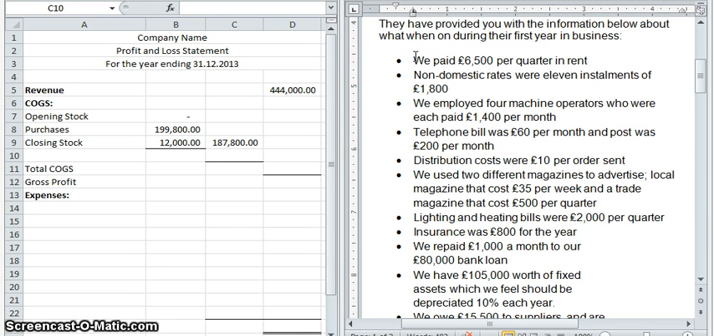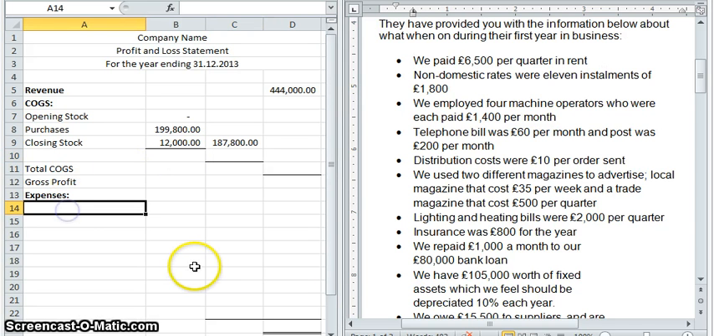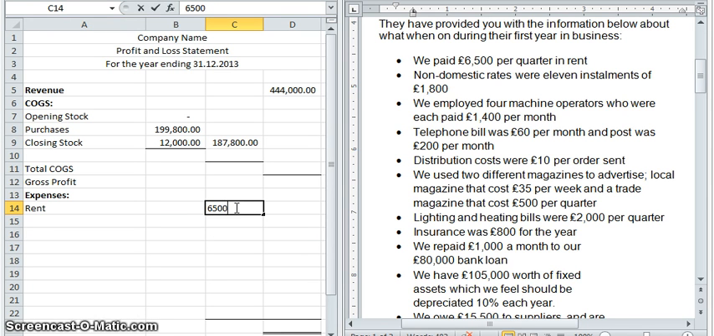Next, we have a few items such as our rent and our domestic rates, which we would consider to be our expenses or our overhead. These are not things that go directly into making the product that we're selling, and so we need to put them down here under expenses. So first we have rent, which is £6,500. However, to note, it says per quarter, not per year. A quarter consists of 3 months, or 1/4 of the year, and so we must multiply it by 4 to get the total cost for the year.